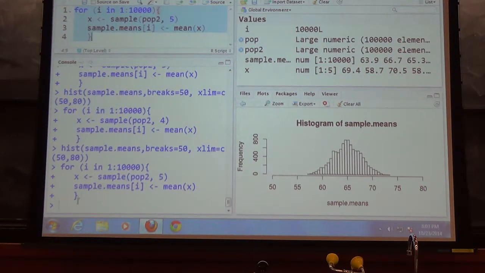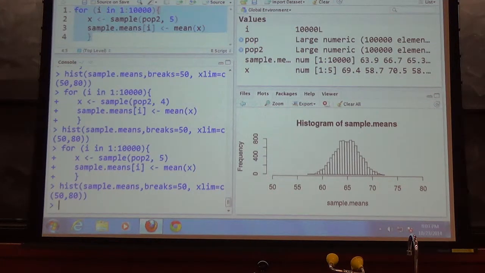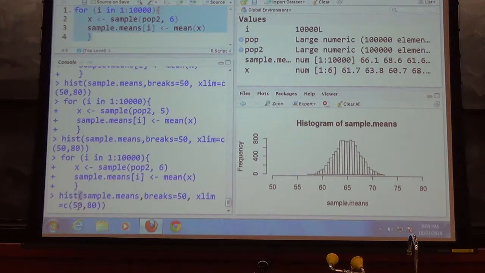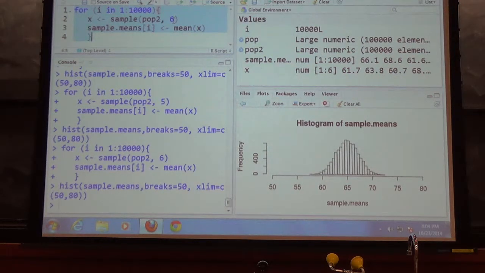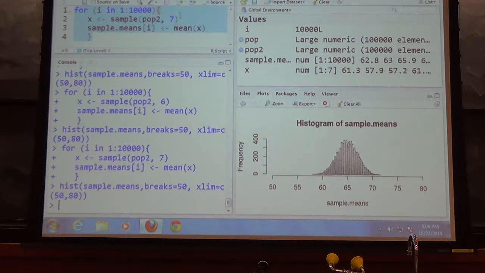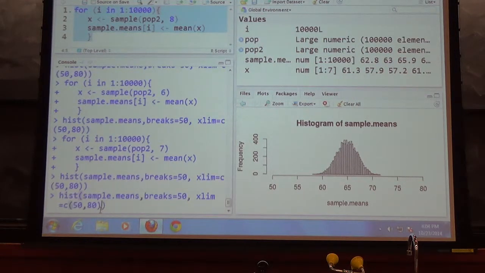Now I've taken samples of size 5. Samples of size 6. So this is with samples of size 6. Yeah, the bricks felt a little funky there. Actually, let me just change down the bricks a bit.